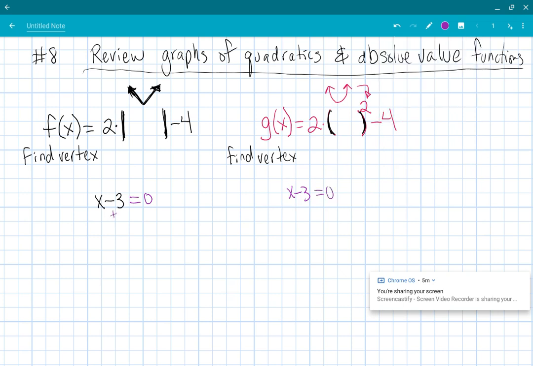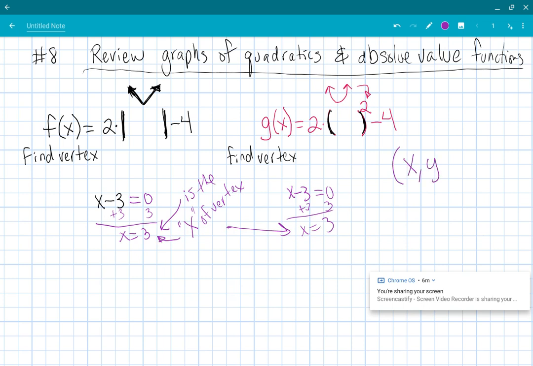So, plus 3, right? You can tell that x equals 3, and over here is the same thing. X equals 3. So x equals 3 is the x of the vertex for both of them, right? So the vertex has two parts. It has the x and the y. So now we know the x, which is 3. All right, now, what do we do with inputs? Anybody? What do we do with inputs?